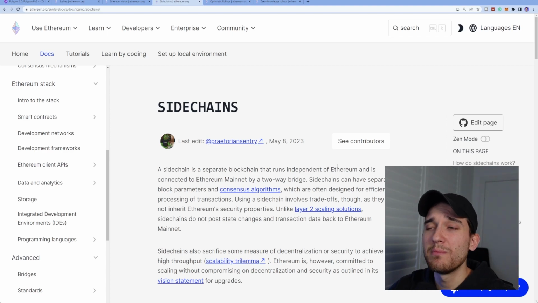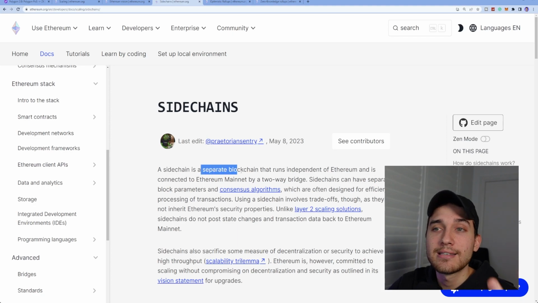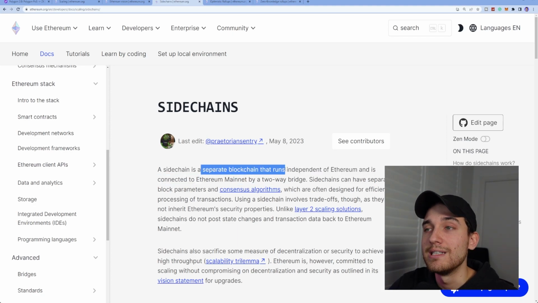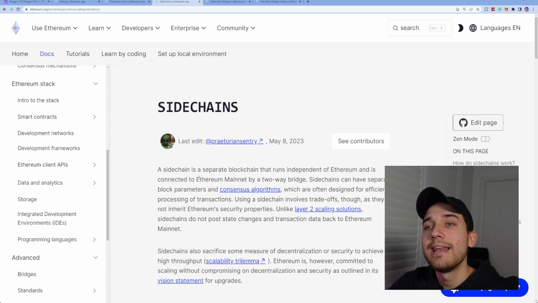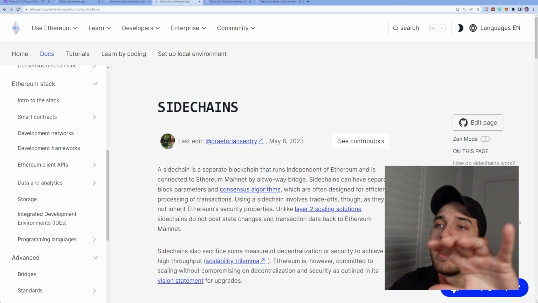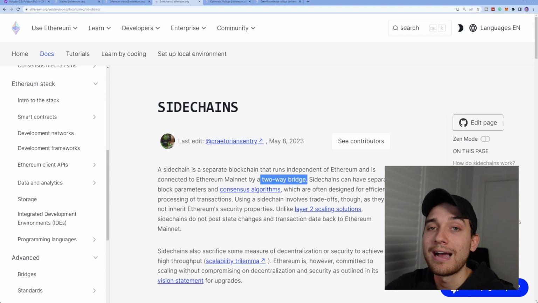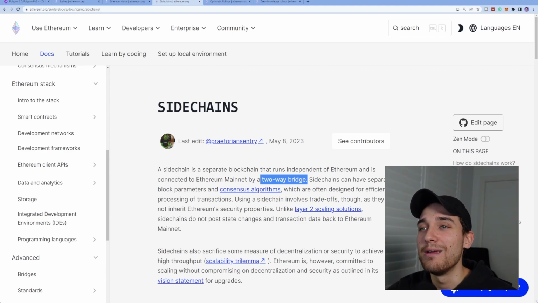So this is what Polygon POS currently is, a sidechain. All you really need to know is a sidechain is a separate blockchain that runs independent of Ethereum and is connected to Ethereum by a two-way bridge. So in order for it to actually be considered a sidechain and not just another blockchain, it needs a bridge to transfer funds from Ethereum mainnet to the sidechain and back in the other direction.